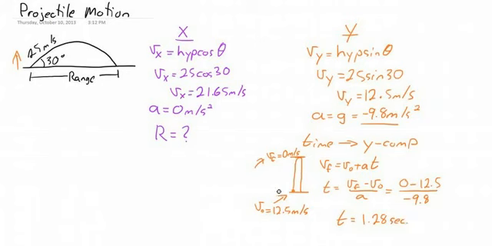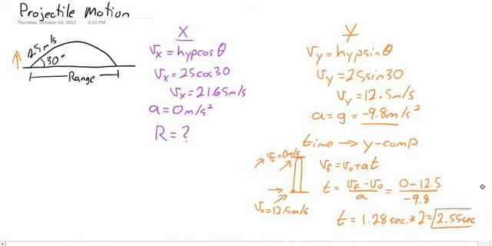But we have to realize that that is just the time that it takes to go from our initial position to the highest point. So we must multiply this time by 2 to get our final time, which is equal to 2.55 seconds. So this is our total time of flight from the very beginning to the very end.